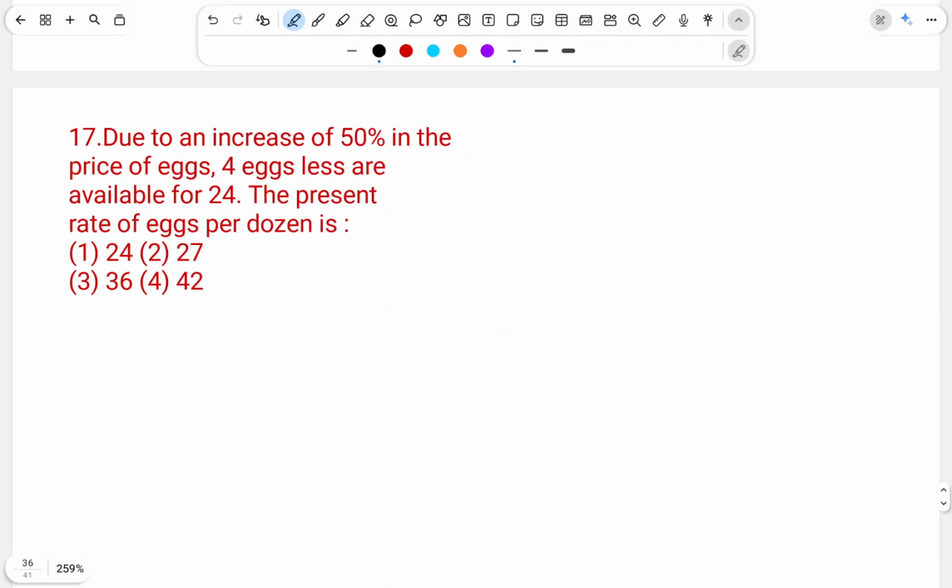Due to an increase of 50% in the price of eggs, 4 eggs are available for 24. The present rate of eggs per dozen is... See this, suppose for 100 rupees, if the price of any one item is 25 rupees per kg, then for 100 rupees how many kgs will you get? 4 kgs. Suppose the price is reduced to 20, then how many kgs will you get?